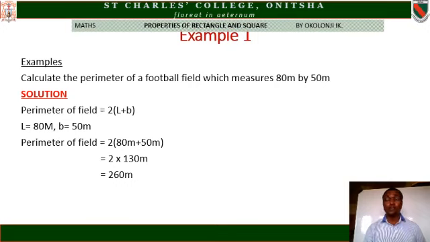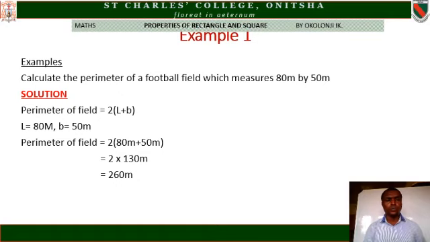Solution. First of all, I state my formula down. Perimeter of a field is equals to 2 bracket open length plus breadth bracket close. In the question, you can find out that the length is given to you to be 80 meters. Breadth is given to you to be 50 meters.